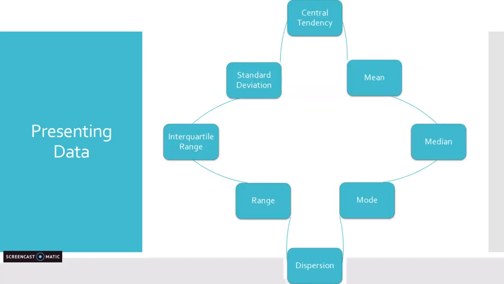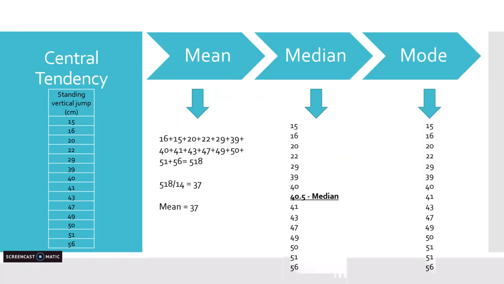Descriptive statistics are used to describe the findings in a numerical form at a basic level. The different options for presenting data are central tendency, which is the mean, median, and mode, standard deviation, interquartile range, and dispersion. Central tendency is a single number that represents the data set. This includes the mean, median, and mode.